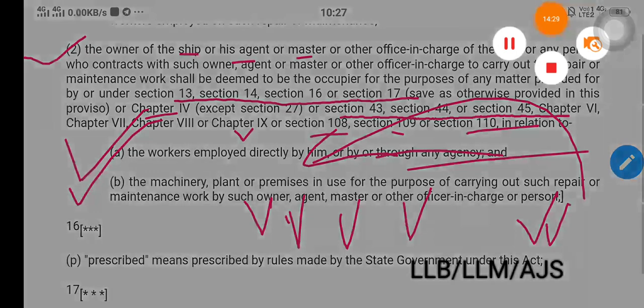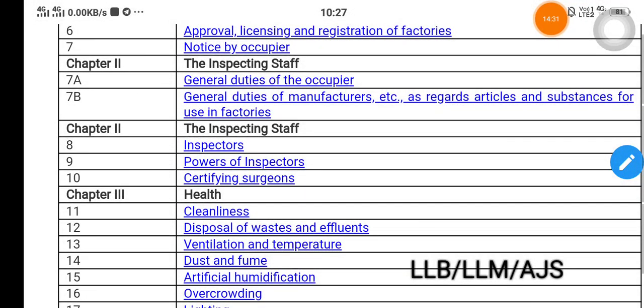Then comes the inspecting staff. 7A, 7B, general duties of the occupier, then general duties of whom? Manufacturers, etc. Here it is occupier, here it is manufacturers, etc. as regards articles and substances for use in factories.